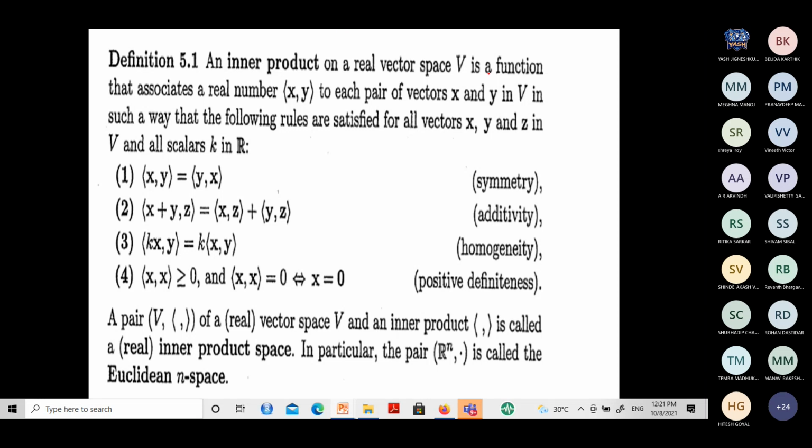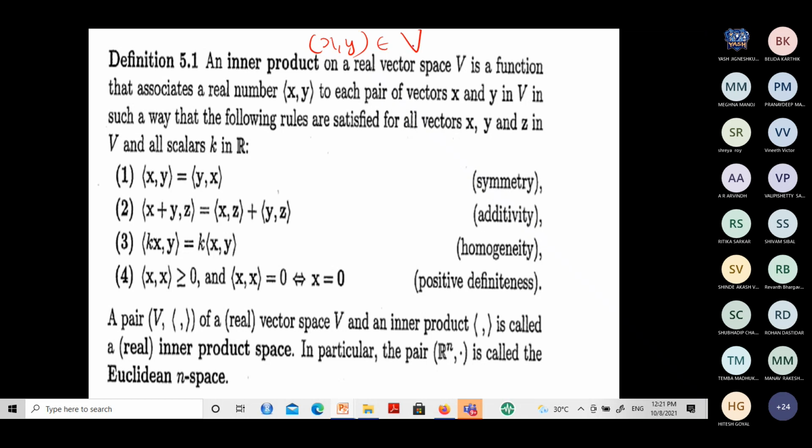An inner product is a function actually. It is a function that associates a real number to x comma y, if you consider x comma y from V. So please refresh yourself and try to understand this definition. Based on this definition, we'll do one problem and then I'll leave you. I won't bother you much.